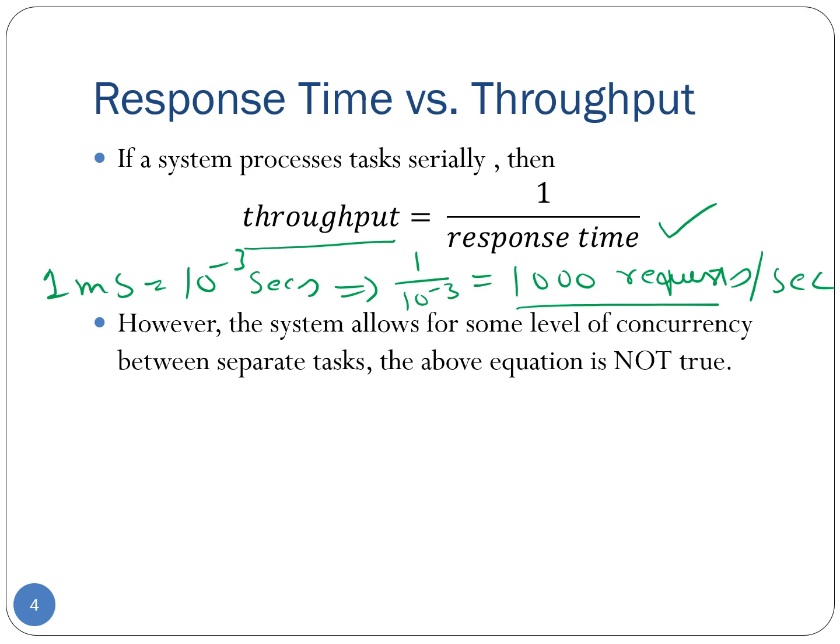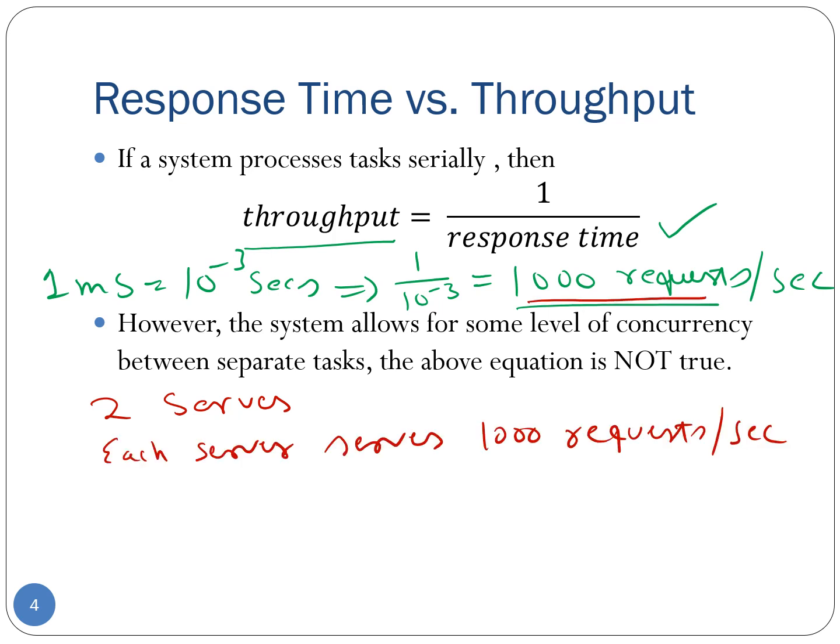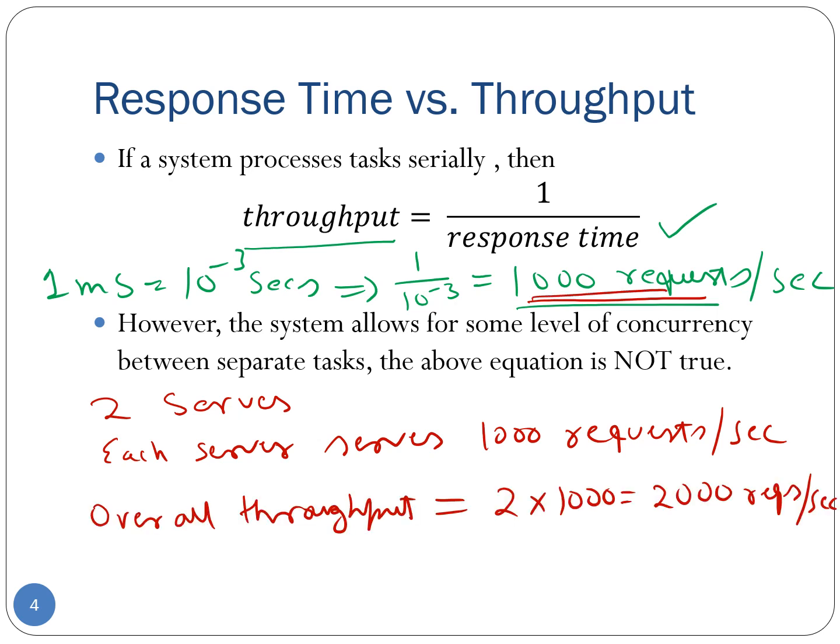However, this relationship between throughput and response time would break down if there is any kind of parallelism or concurrency present in your system. Let's extend this example. Now let's assume that instead of employing one web server, the website employs two web servers, and each server can serve 1000 requests per second. This means the overall throughput of the website will be twice as much. The overall throughput will now go up to 2000 requests per second, which is clearly much greater than what was implied by this relationship.